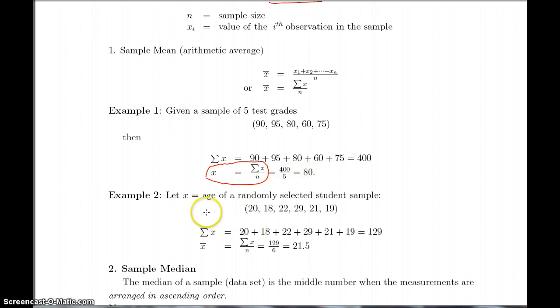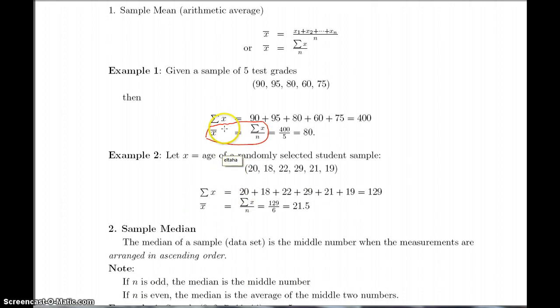It's the same thing here, where x is now the age. So we have ages of how many students here? 6 students. So we get a sample of 6 measurements. We get the total, we divide by 6, and we get the average.